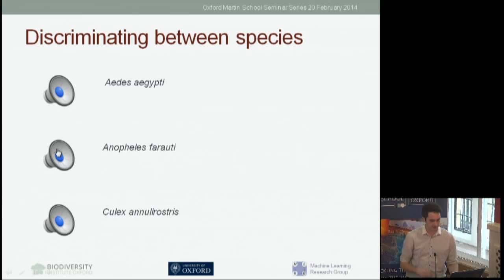Okay, and this is Anopheles ferrati, which is one of the ones that carries malaria, as well as other ones, I'm sure.